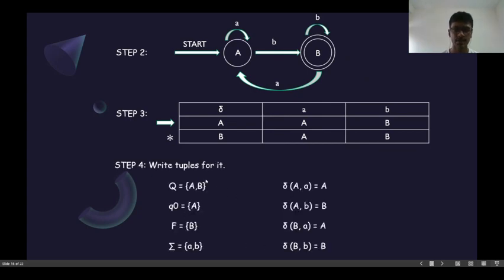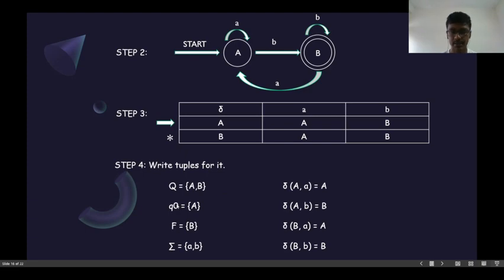Let's write the tuples. This is the final step while solving the problem. So let's see how we write those tuples. While writing the tuples, we already saw there are 5 tuples: Q, Q naught, F, sigma, and delta. Q is nothing but the set of states we had used. So here we use two states, A and B. Those two states we are going to write here.